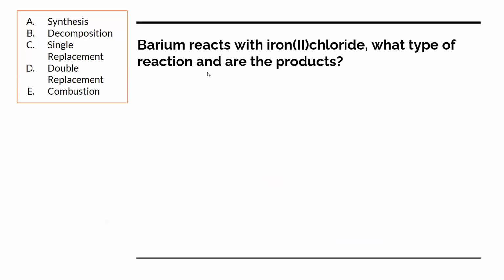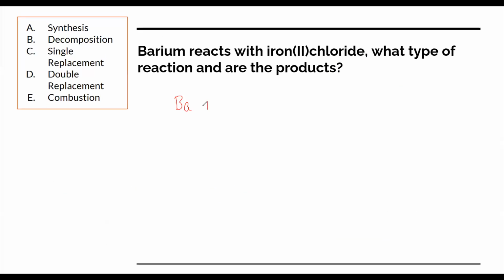Barium reacts with iron 2 chloride. What type of reaction and what are the products? Barium reacts with, so reacts with is a code for plus. Iron 2 chloride, iron with a 2+ charge, chlorine 1-, crisscross, FeCl2. All right. Single element and a couple. Single and a couple is single replacement. Okay. And what? Same kicks out same.